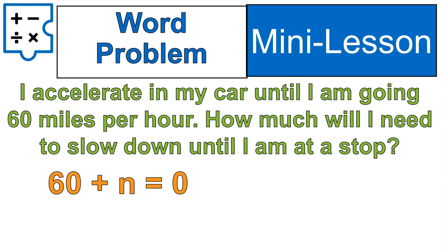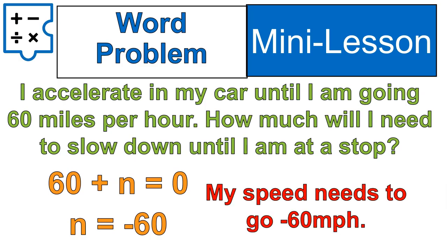If I were to write it, I would write it out like this. 60 plus some number is equal to 0. If I'm at a stop, my speed is 0. So what number is it? 60 plus what gives me 0? Well, I know that when I add opposites, I get 0. So 60 plus negative 60 is equal to 0. Speeding up is positive. Slowing down is negative in this example. So my speed needs to go negative 60 miles per hour, or I have to slow down 60 miles per hour for me to be at a stop.